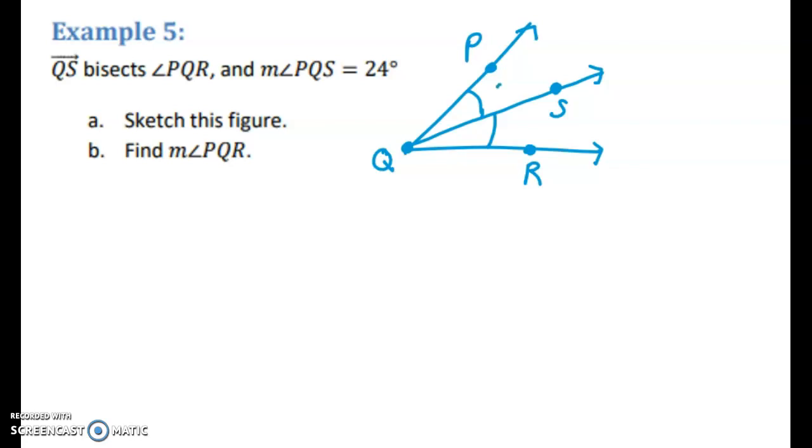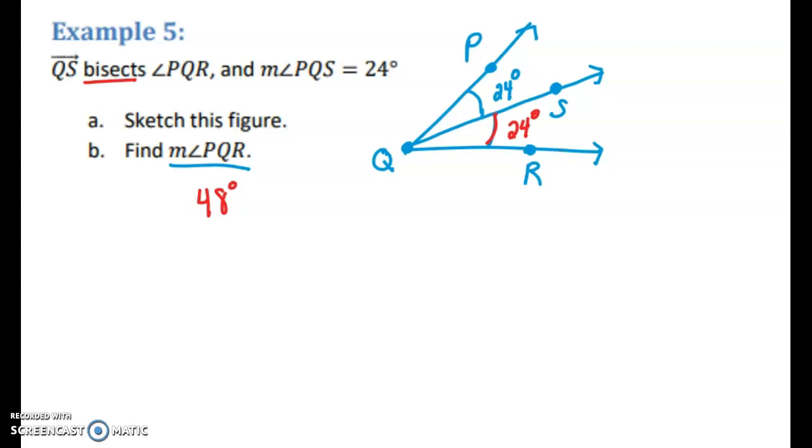All right, PQS, that's this angle, is 24. So it's saying, hey, find PQR. Well, if PQS is 24, then SQR is also 24, because bisects tells you they cut into two equal parts. So PQR is the whole angle, and 24 plus 24 is 48 degrees.